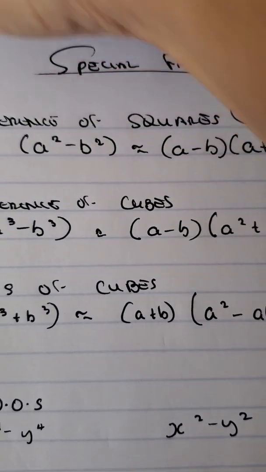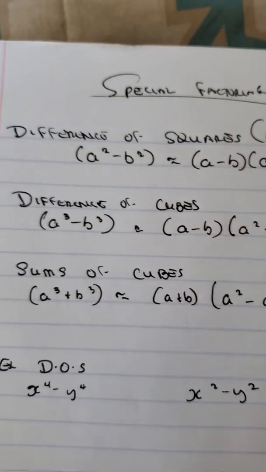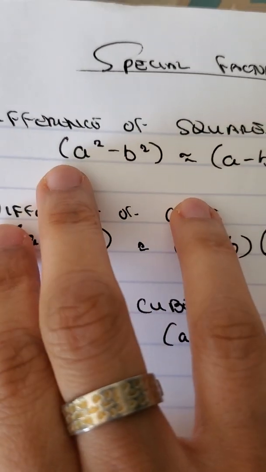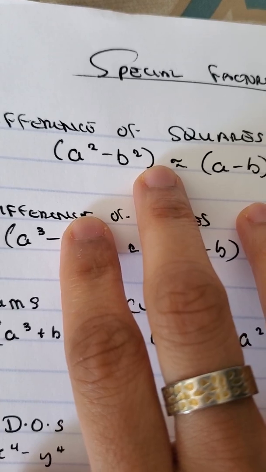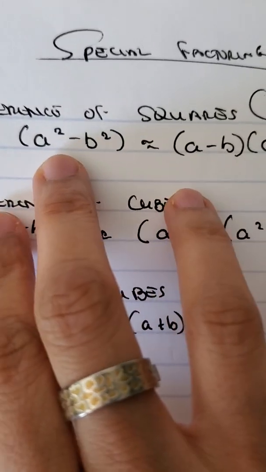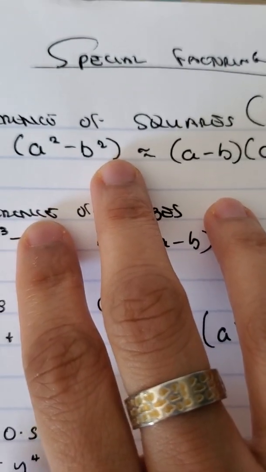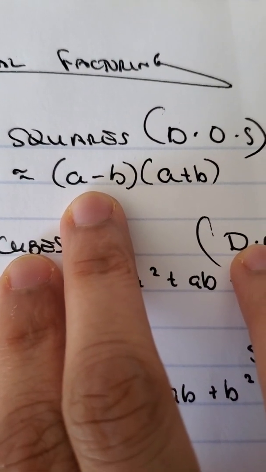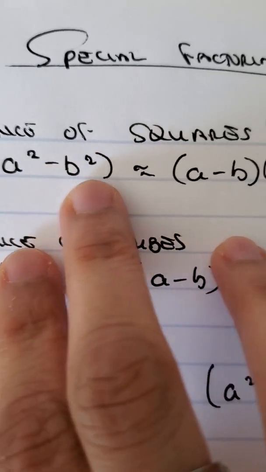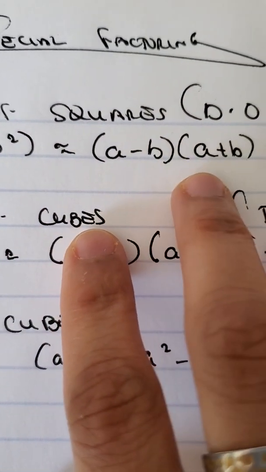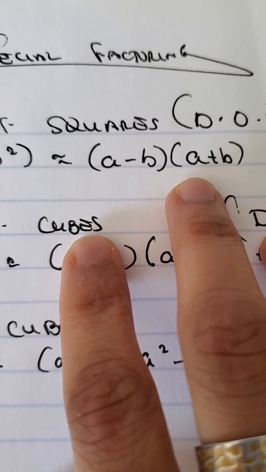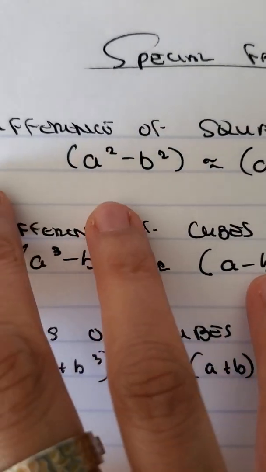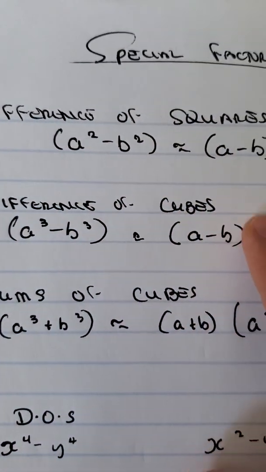Alright guys, I'm back with the second part of special factoring. In the first part I talked about difference of squares only, and I touched on it. I said basically if you can find the square root of two terms that are being subtracted, then chances are it's a difference of two squares, and the formula for that in factored form is a squared minus b squared is the same as saying a minus b times a plus b.